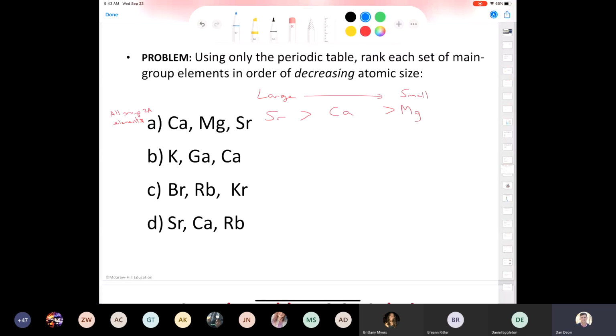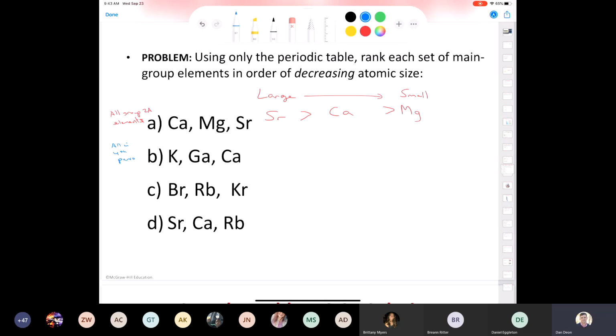Let's take a look at the next example. We have potassium, gallium, and calcium. Can anybody tell me what these ones have in common? Not a trick question. Yeah, exactly. My students are saying that these are all in the same period. Yes, they're all in the 4th period. So all in 4th period.